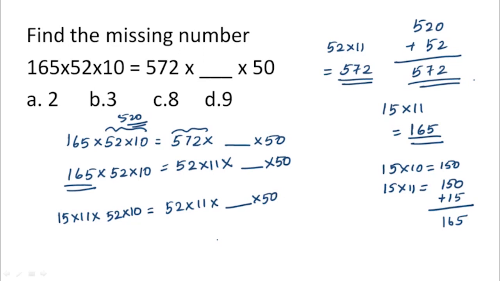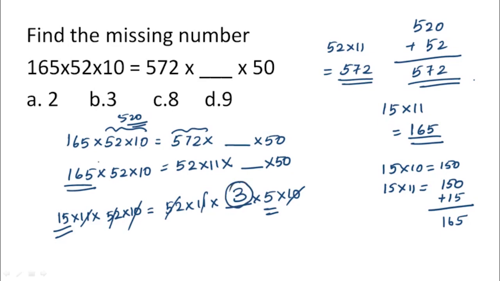So all we have to find out is what will come in the place of this blank. Okay. So this 52 is there on both the sides. 11 is there on both the sides. 50 is nothing but 5 multiplied by 10. 10 is there on both the sides. So here on the left hand side you have 15 and on the right hand side you have 5. To make both the sides equal, what should come in the place of the blank? It has to be 3. So the correct answer here is 3.